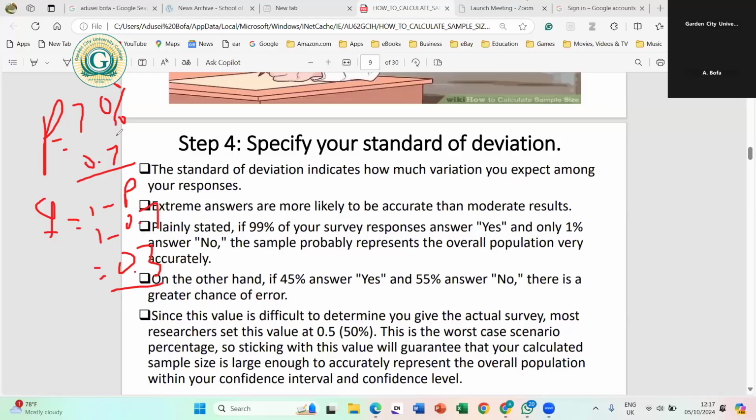On the other hand, if you don't have any information or prior knowledge about it, then to be on the safer side, you can just split it in half: 50% are experiencing and 50% are not experiencing. Then you are good to go. You can now go and compute your sample size.